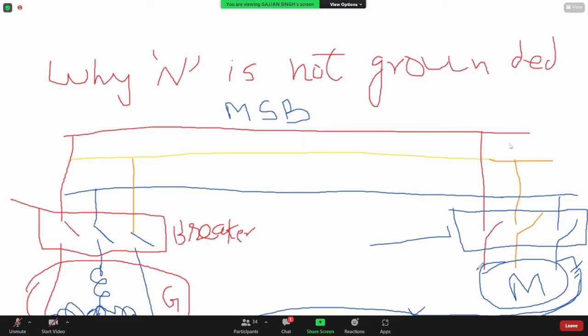Okay, sir. So we will never ground the neutral, so that if there is earth fault, no loop, no current will rush towards this way. The neutral is not grounded, no path. So motor will keep working.